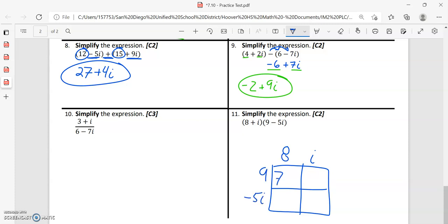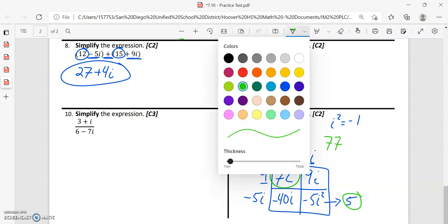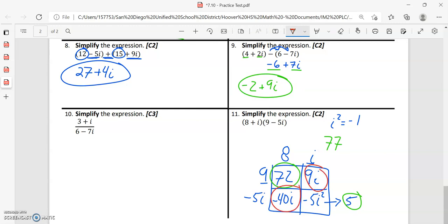9 times 8 is 72. 9 times i is 9i. 8 times negative 5i is negative 40i. And then negative 5i times i is negative 5i squared. Don't forget, i squared equals negative 1. So negative 1 times negative 5 turns into a positive 5. So now we're going to add like terms. We have a 72 and a 5, which turns into 77. And then we have negative 40 plus 9, which is 31i.